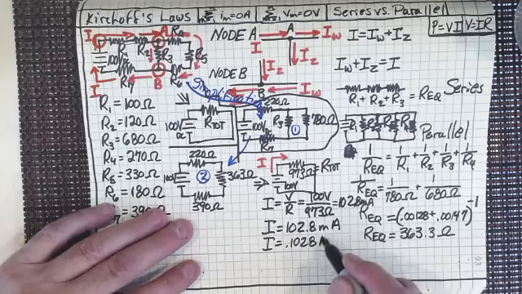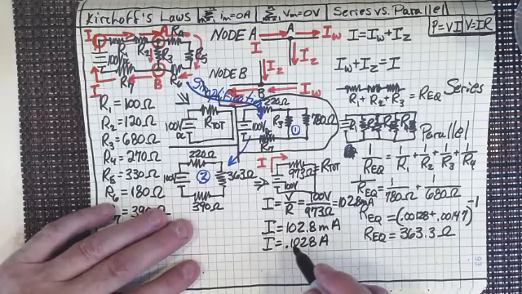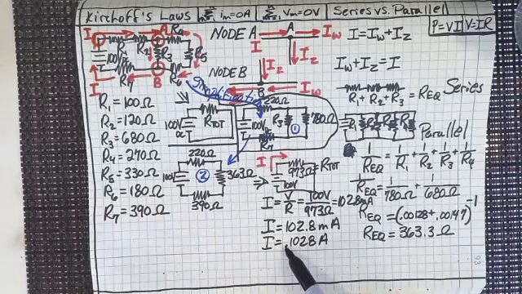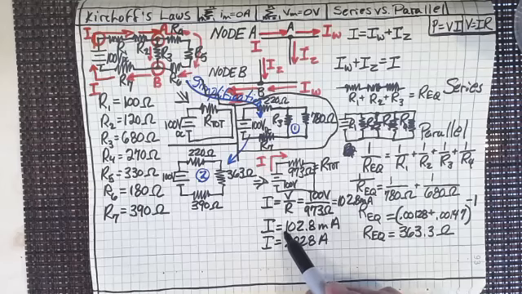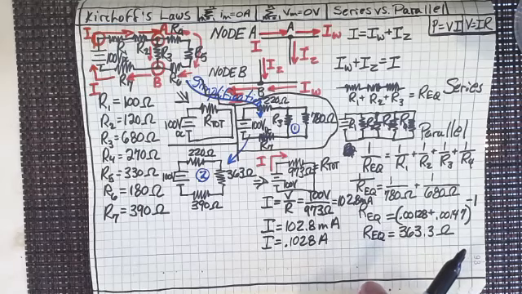0.1028 amps. You just move the decimal point. 1, 2, 3. See how I do that? 1, 2, 3. Or 1, 2, 3. It's pretty easy. It's so easy, but some people just have never learned that. So I just thought that I'd bring that up and mention it.